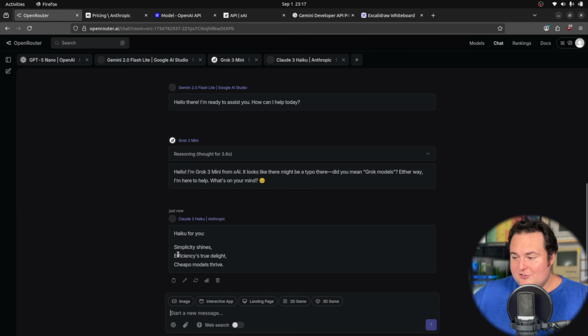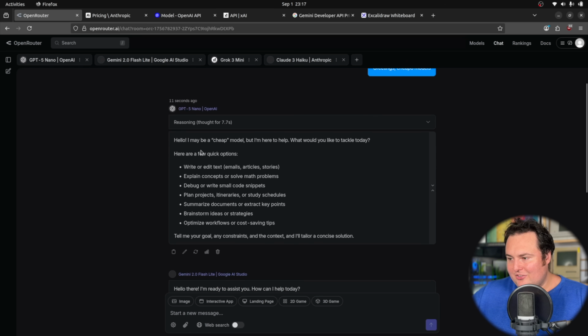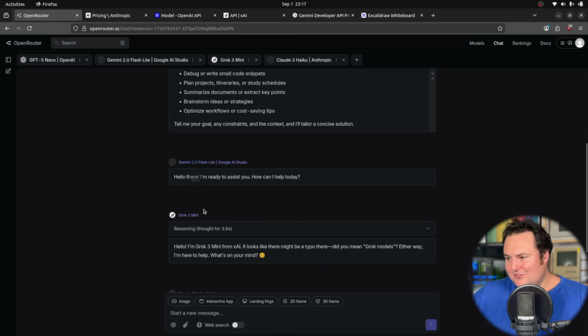Simplicity shines, efficiency's true delight. Cheapo models thrive. Well, this was just the introduction, but I will say I think I'm probably going to take Claude as the first best response here. This is the second best, and these two in last place. So with that, let's just quickly look at some pricing, and then we'll go into some fun testing.